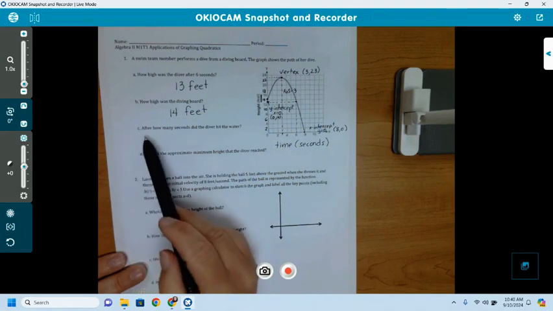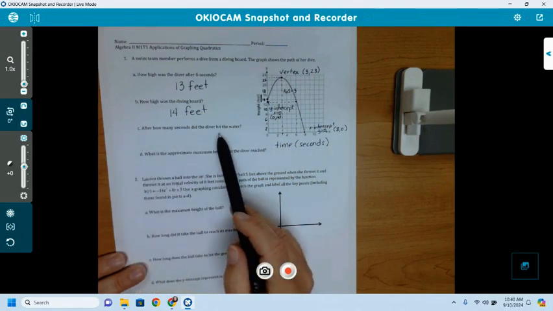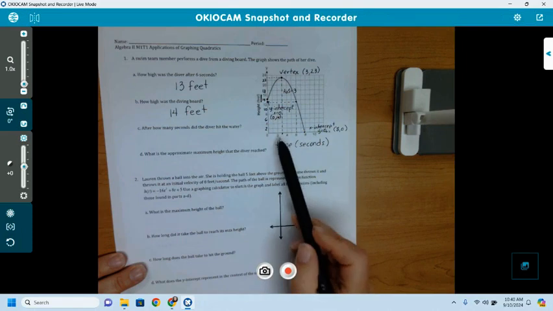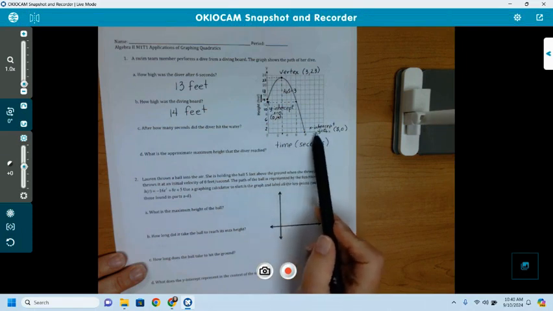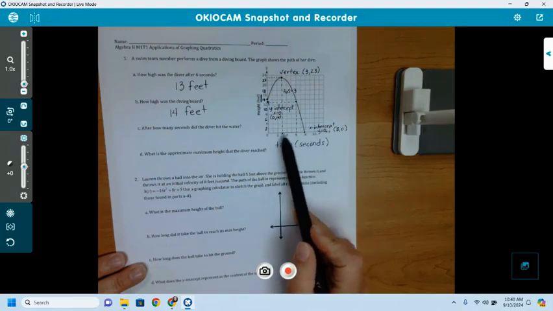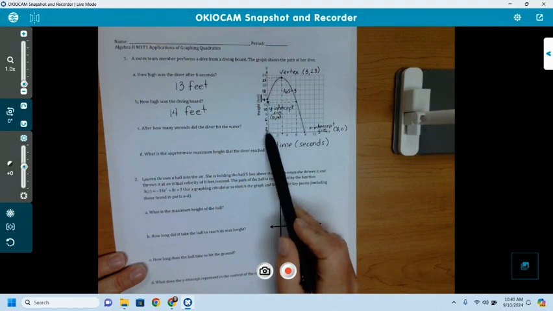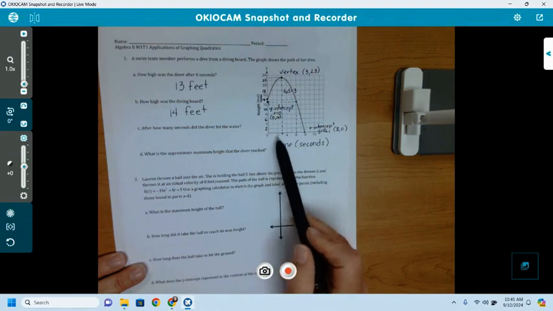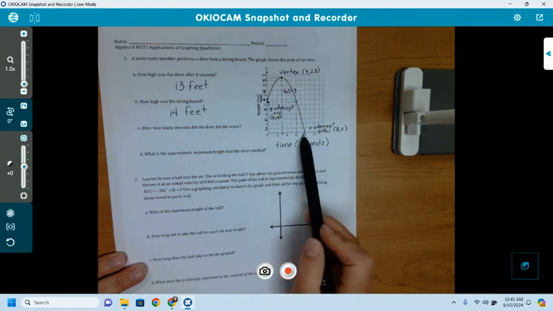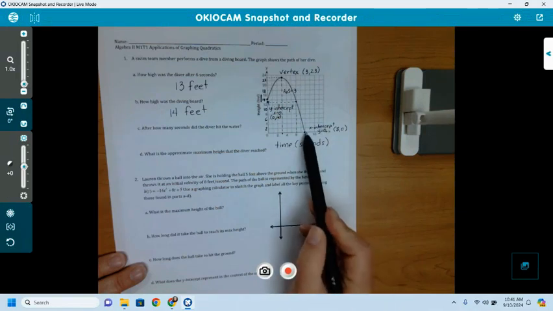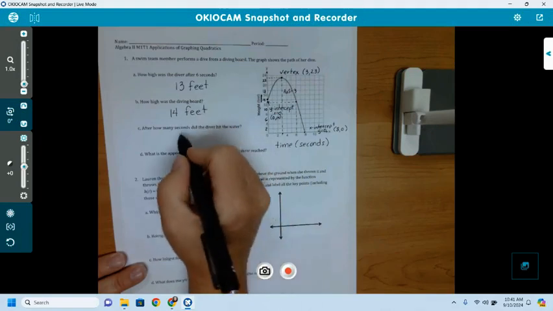Question C, after how many seconds did the diver hit the water? We can assume the water is at 0 on the y-axis. Where on the x-axis does y equal 0? That would be at 8 seconds.